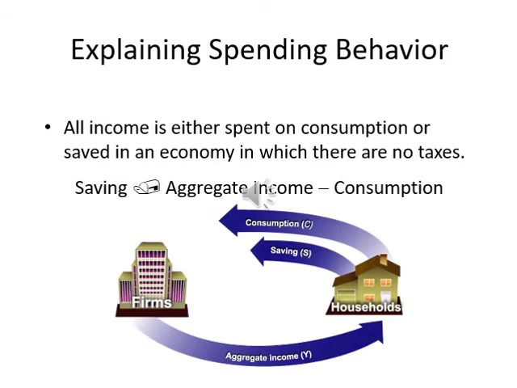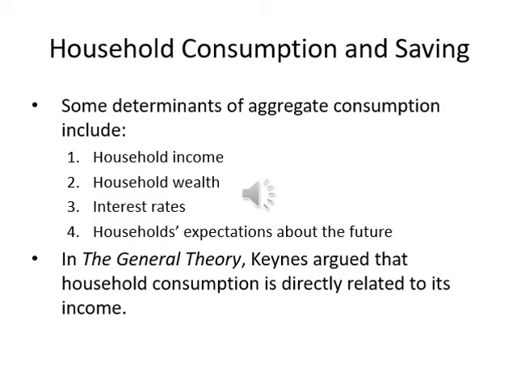Explaining spending behavior. All income is either spent on consumption or saved in an economy in which there are no taxes. Saving, aggregate income, consumption. Household consumption and saving. Some determinants of aggregate consumption include household income, household wealth, interest rates, and households' expectations about the future. In the General Theory, Keynes argued that household consumption is directly related to its income.